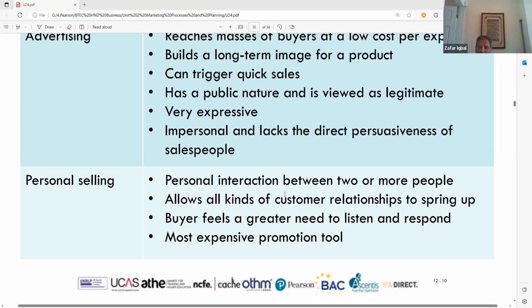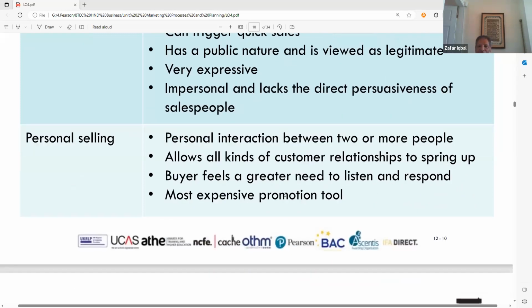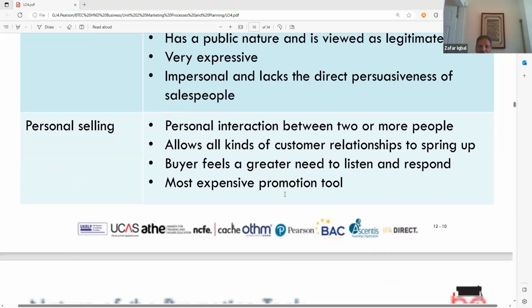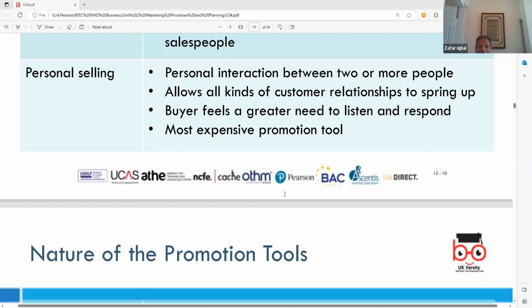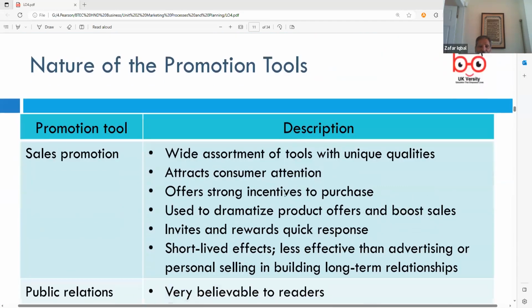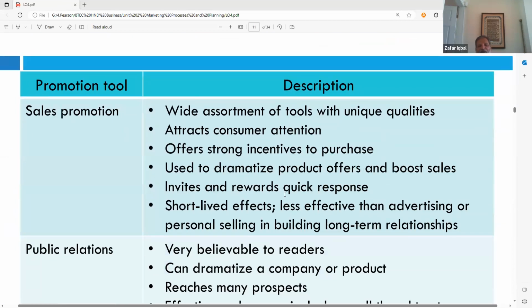But the thing with this is, it's a personal thing, it builds up relationship, but it's slow, expensive, time consuming, and doesn't reach a lot of people. Okay, the third promotional tool we can use is the sales promotion.